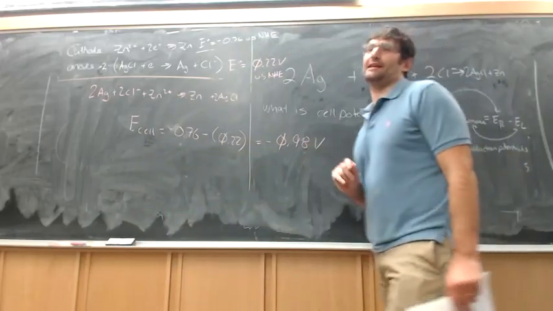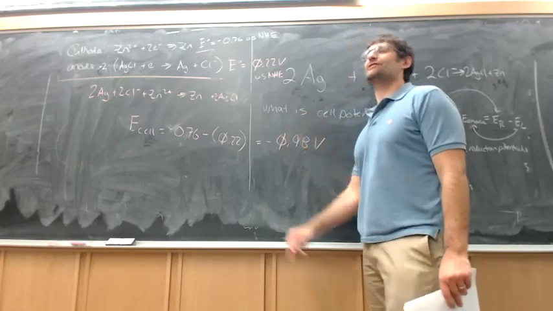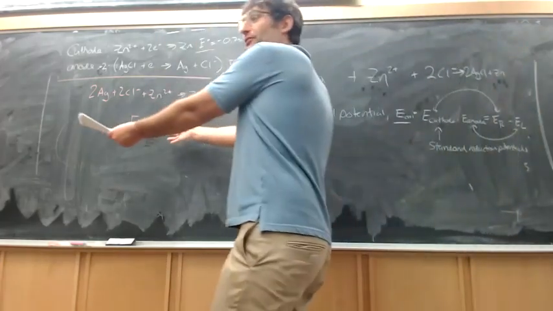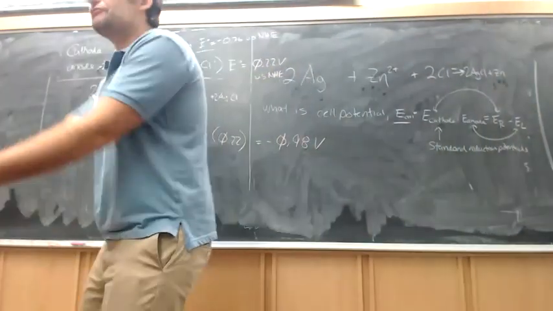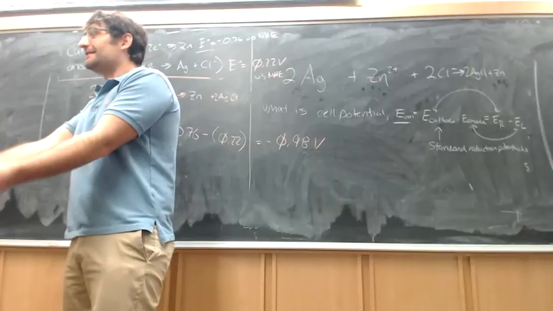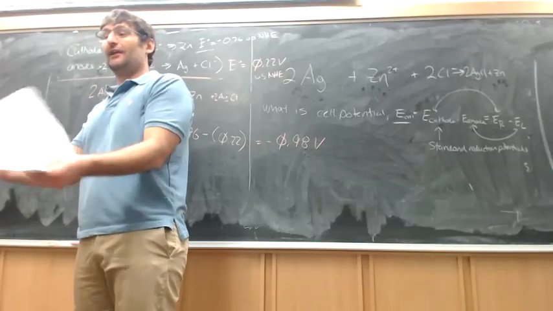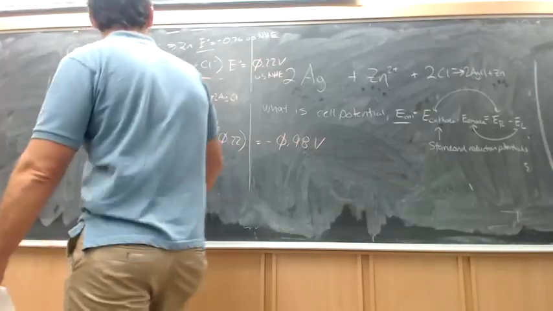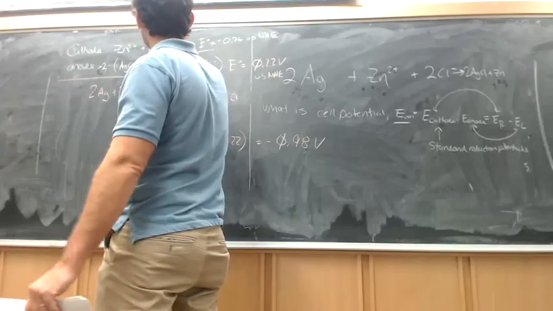What's this versus? It's not versus NHE. Why is it not versus NHE? It's the cell potential. It's like if I have a battery and it measures 9 volts. That's this battery potential. That's not referenced to anything because it's literally this half reaction versus this half reaction.